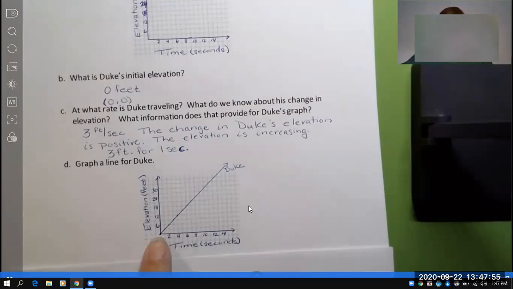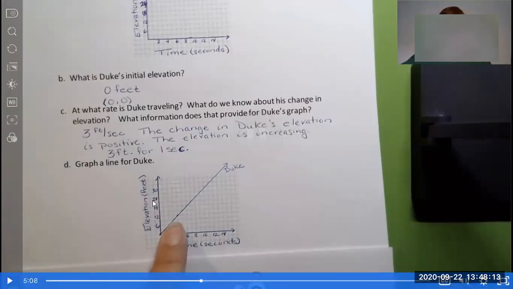We had Duke's initial elevation at 0, 0, or 0 feet, and he's traveling 3 feet every second. So in 1 second, he's moving 3 feet. In 2 seconds, he's moving 6 feet. In 3 seconds, he's moving 9 feet. I just want us to look again and see how she's getting this graph, all right?